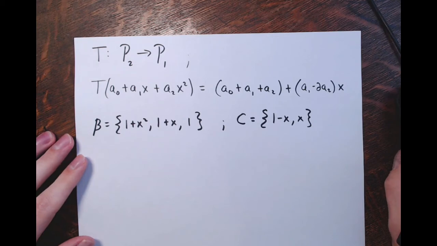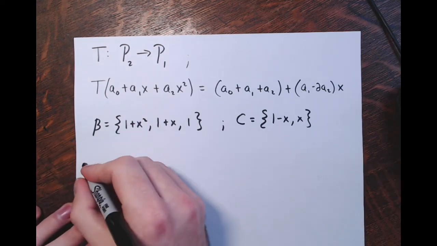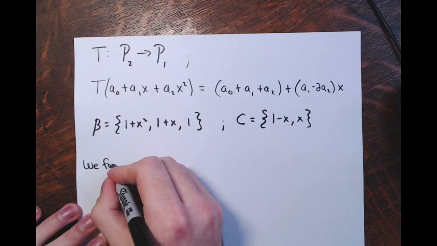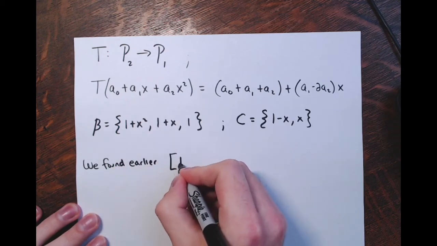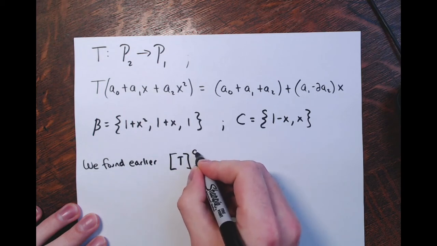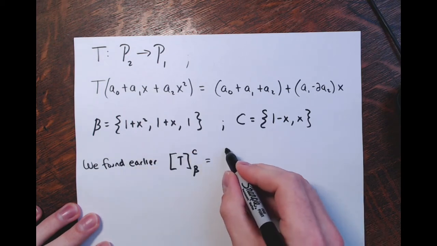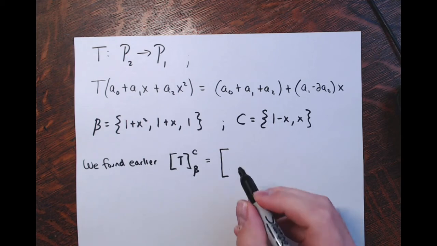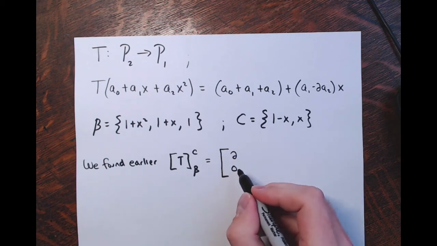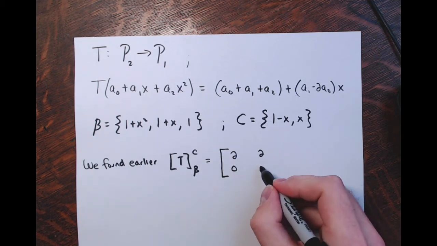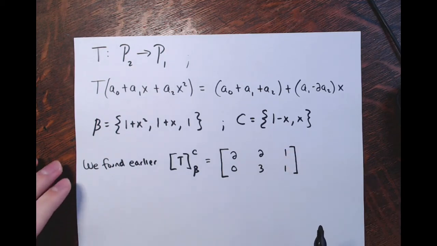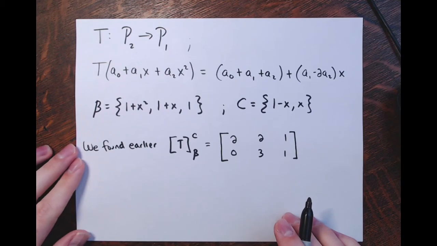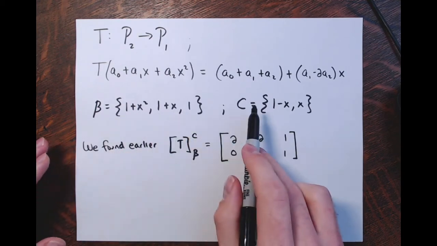Okay, so we saw this same example earlier. So we found earlier this matrix, right? The matrix representation relative to these two bases was, wrote it down here, it's this matrix here, 2, 0, 2, 3, 1, 1. Alright, so now what I wanted to do is find PB, PC.